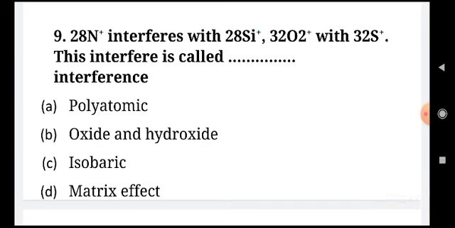You can see that you are having 28N2 and 32O2. So these are all polyatomic ions. Twice there are two atoms in 28N2 and 32O2. So this is a polyatomic interference.